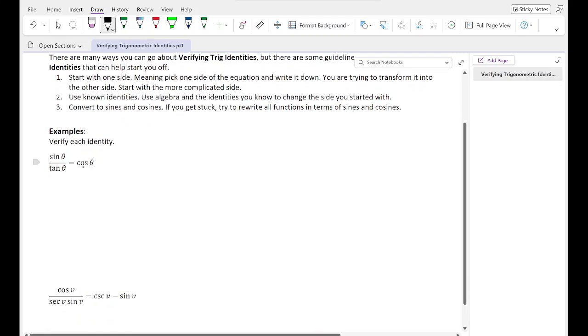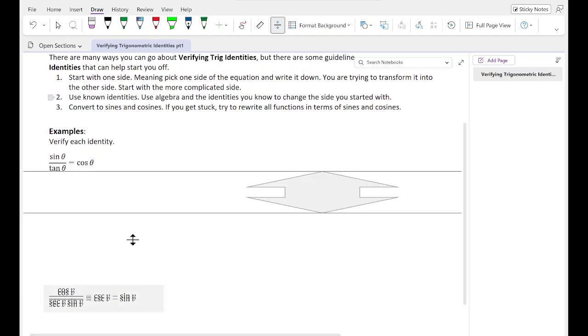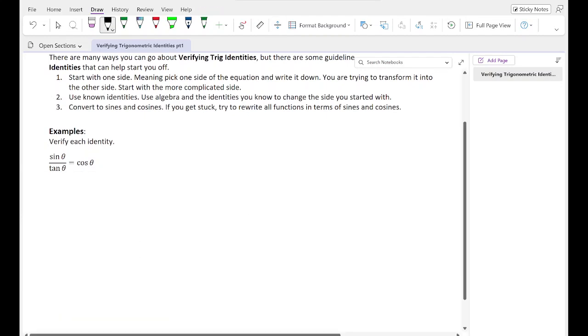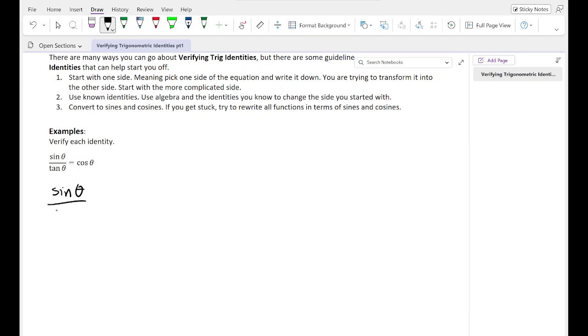Sine theta over tangent theta equals cosine theta. First off, I'm going to start off with the more complicated side, sine over tangent. So I'm going to write that down: sine theta over tangent theta. And I'm going to use the fact that tangent is just sine over cosine, changing it into sines and cosines. So sine theta over sine theta over cosine theta.